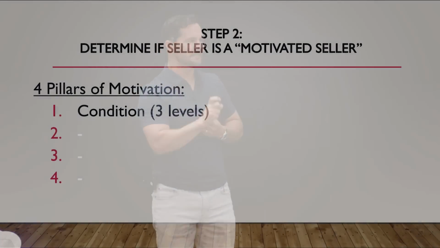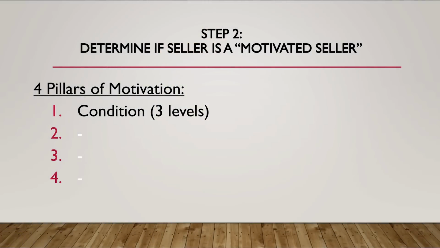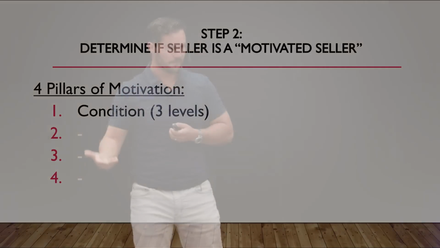Now let's talk about the seller's situation personally. There are 4 pillars of motivation that we look at with a seller that would put them in a place where they're in that desperate, need to sell, not want to sell. The first one is condition. We talked about that. That means the property itself is not at market value. There's some sort of level of poor condition going on.